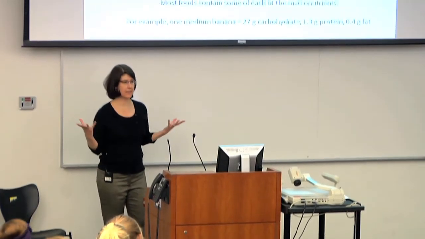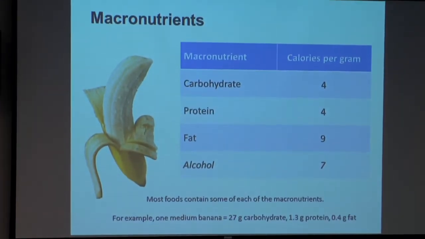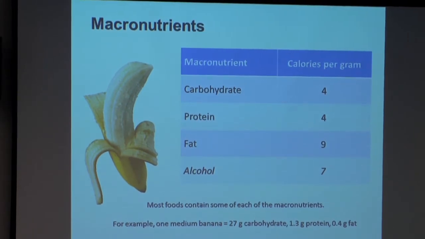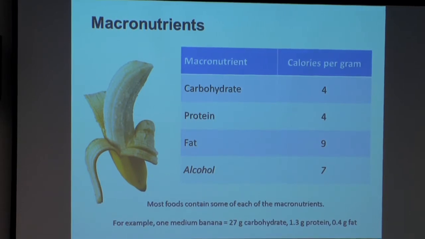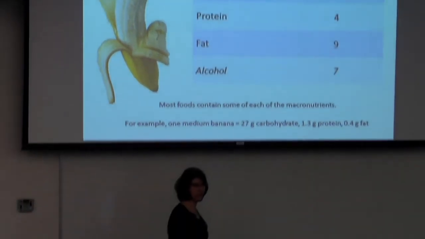So I had mentioned that we talk about macronutrients. And if you remember from the reading for today, those are carbohydrates, proteins, fat. And I have alcohol in here because alcohol does contribute calories to our diet, although most of us would not consider it actually a nutrient because it's not required for health, actually detrimental to health in some cases. And so in that definition, it doesn't meet the nutrient definition.